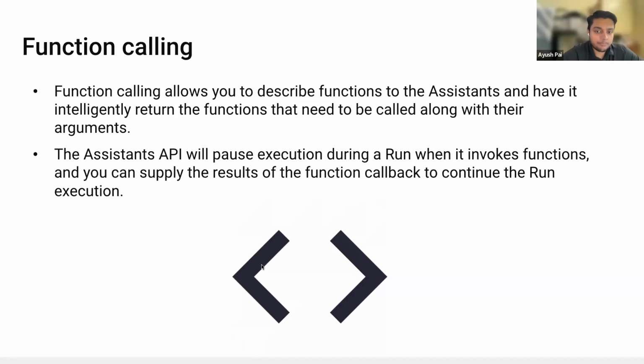So what sets function calling apart is really its intelligence in managing function execution. The Assistants API dynamically determines when and which functions to invoke based on user interactions, and really ensures that your assistant responds effectively to user queries, seamlessly integrating the right functions precisely at the right time.